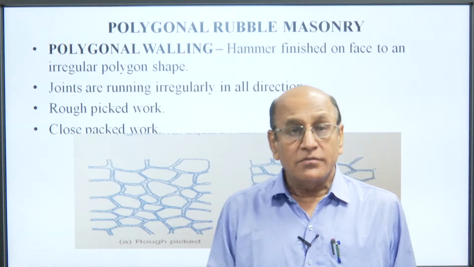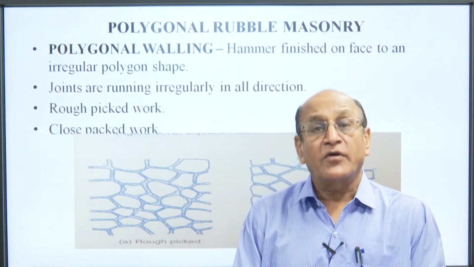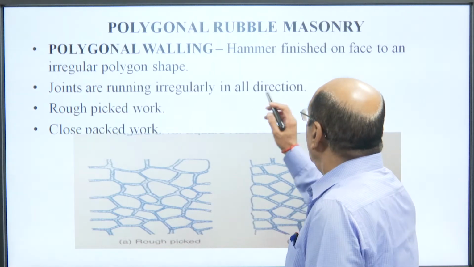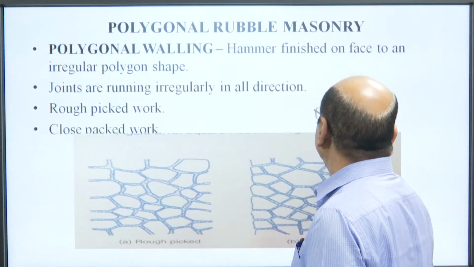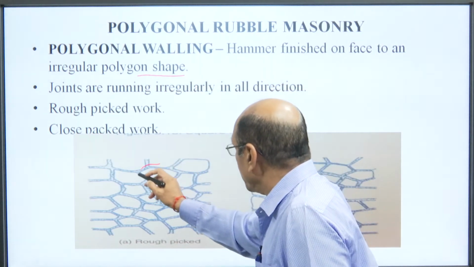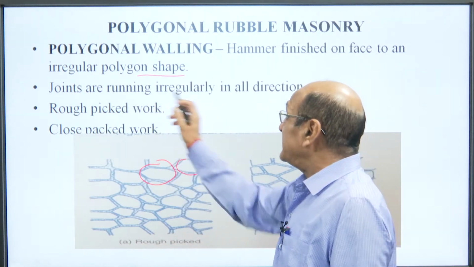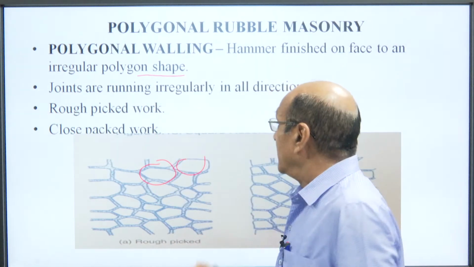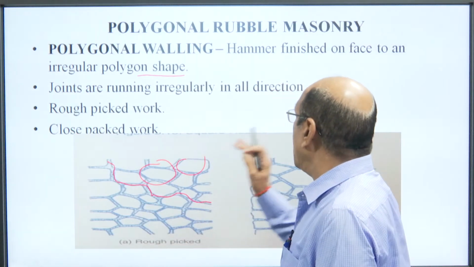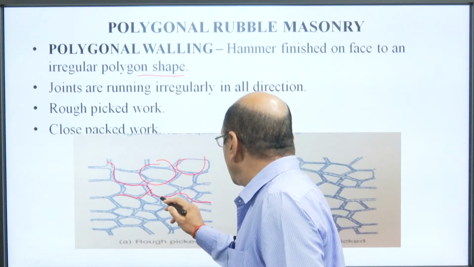Now, come to the next type of masonry, that is polygonal rubble masonry. Polygonal, it is hammer finished on the face to an irregular polygon shape. This is the polygon shape of the walls. Joints are running irregularly, running like this way, irregularly in all directions, not only one, in all directions.